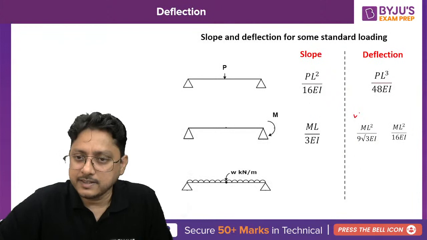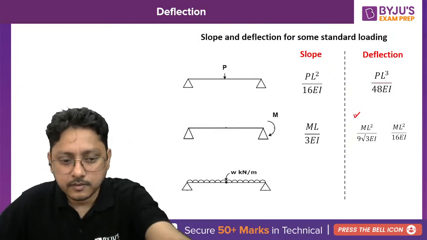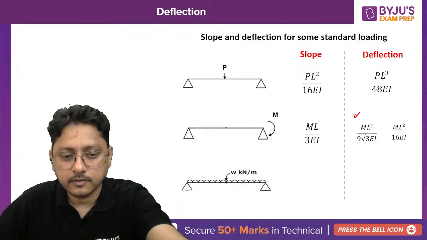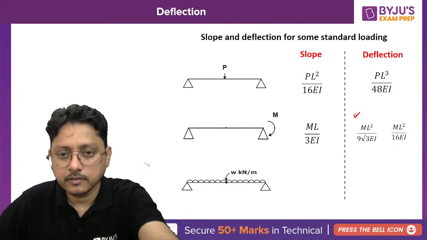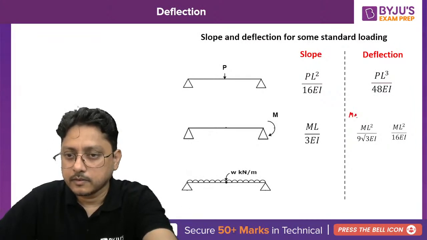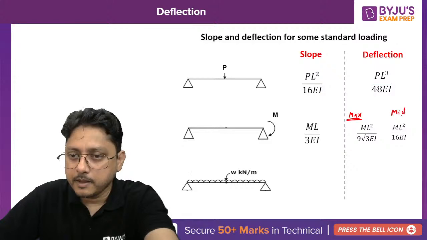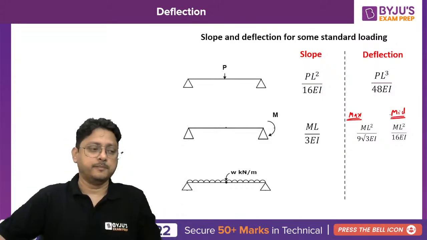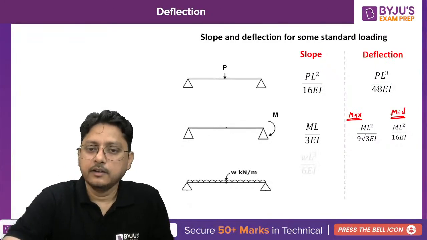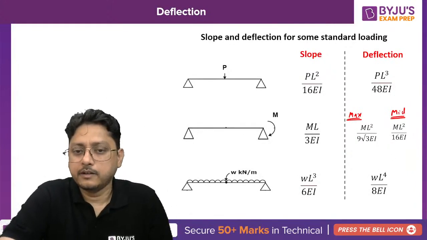This is the maximum deflection. And this is the deflection at the mid of the beam. Then for UDL, what is the slope and deflection for your simply supported beam?